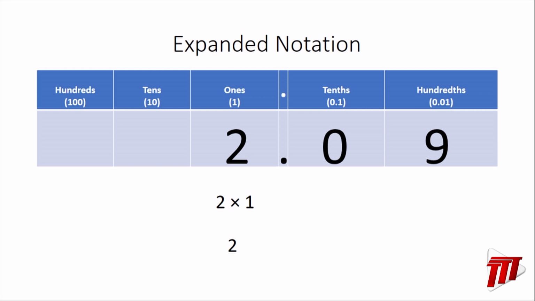Same place value chart, but we are going to change our tenths and hundredths places and use decimal notation to represent tenths and hundredths. The 2 remains the same as before, but the digit 9 will now be expressed as 9 multiplied by 0.01 in decimal notation, which gives 0.09.